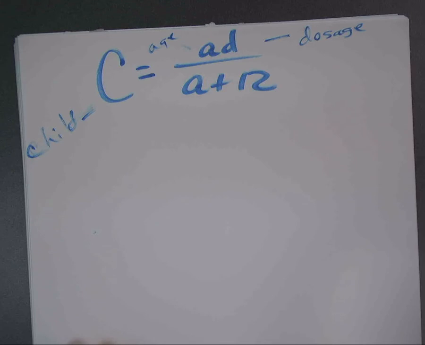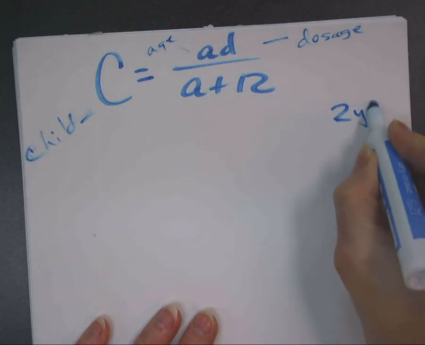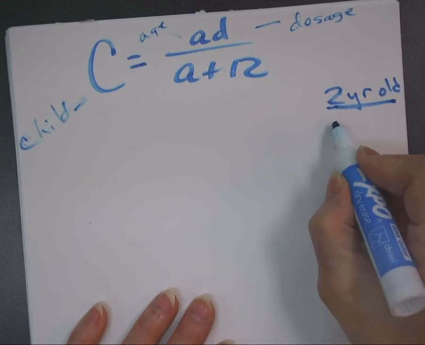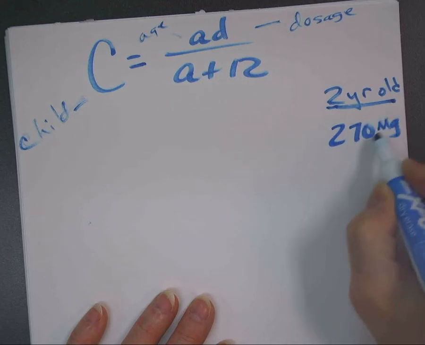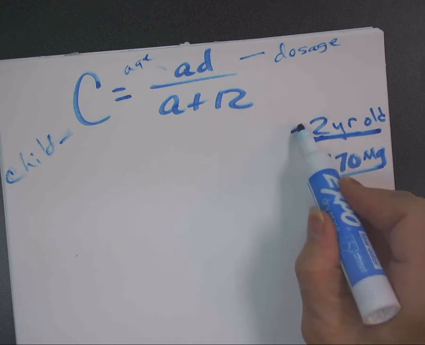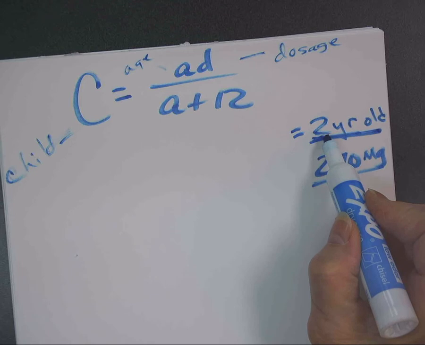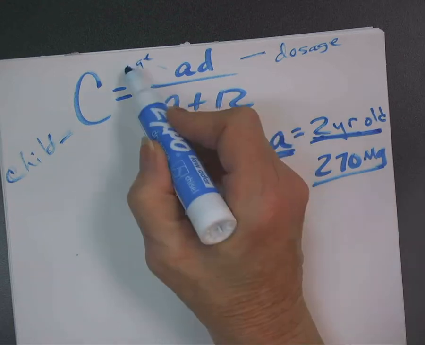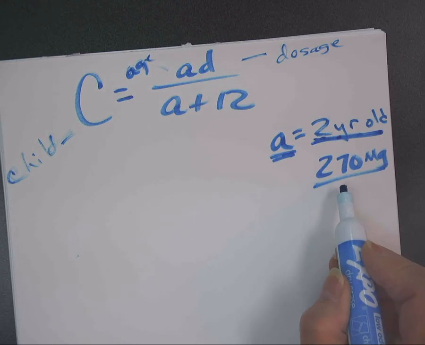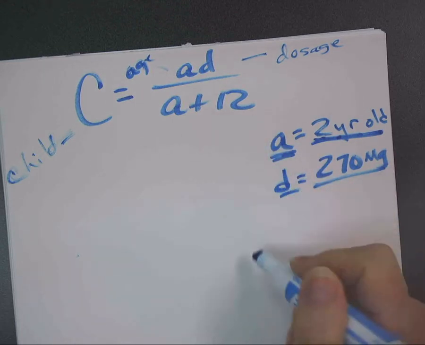Okay. So, what is the child's dosage if it's a 2-year-old child, 2 years old, and the usual dosage is 270 milligrams? Okay, so what is the 2-year-old part? This is the C? No, the age. The age, so this is the A. What's 270? The dosage. The D. This is the usual dosage.